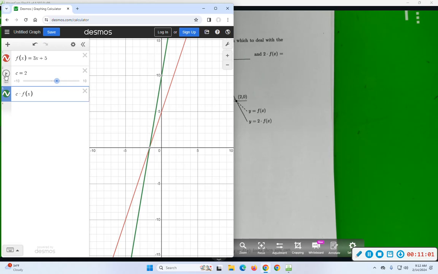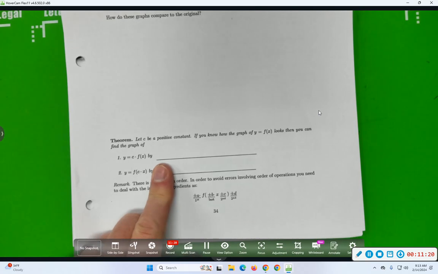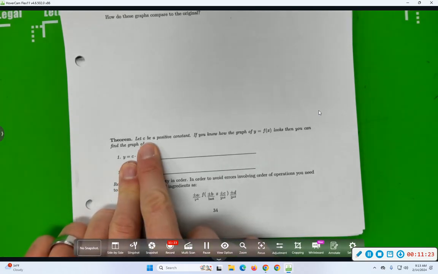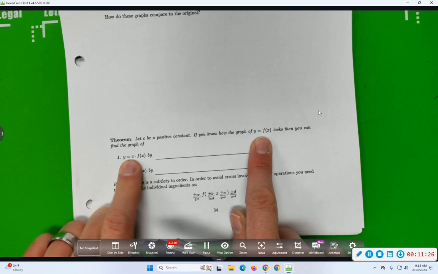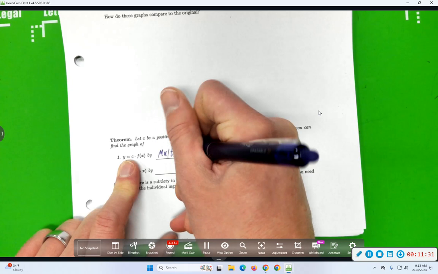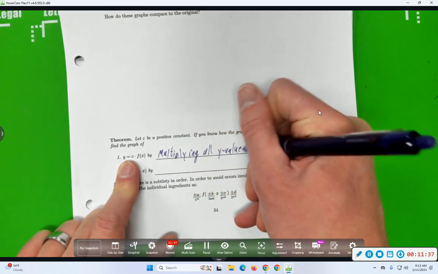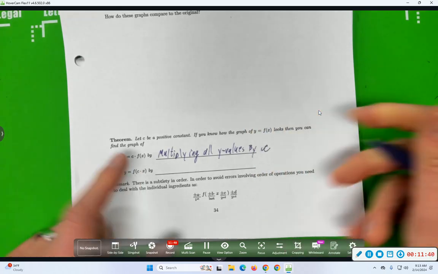Now let's see what happens if we just let that parameter c change. As the constant c grows, the amount of stretch grows. When c is negative, it's a stretch in the negative direction. Cool. So, I think we have a pretty good idea what goes all the way down here. Let c be a positive constant. If you know the graph of y equals f of x, then you can get the graph of y equals c times f of x by multiplying all y values by c.